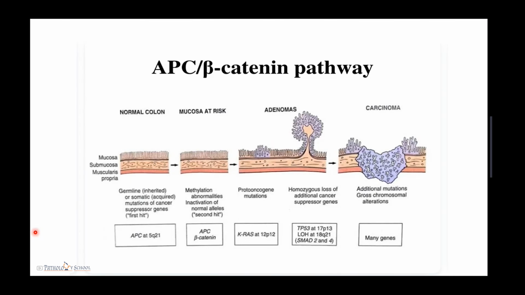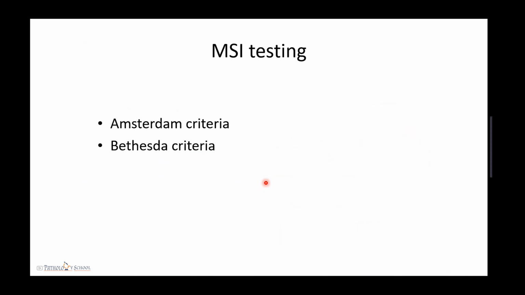This is the diagrammatic representation of all that we talked about. So APC beta-catenin, KRAS mutation is happening, TP53 at 17p13 and LOH at 18q21. These genes actually need to be remembered and revised. Now, let us talk about MSI testing. There are two criteria: the first is the Amsterdam criteria and the other is the Bethesda criteria.